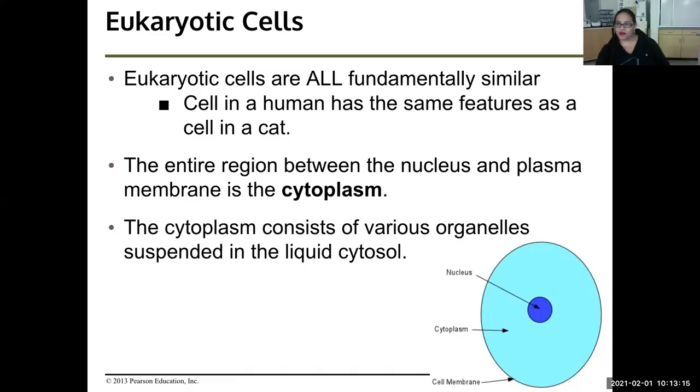So the cell on the bottom is a very, very simplified cell, just to show you. Cell membranes on the outside, the nucleus is in the middle, the dark blue, and everything else, the light blue, is going to be the cytoplasm. And all the organelles we're going to talk about are suspended and stuck in that cytoplasm.